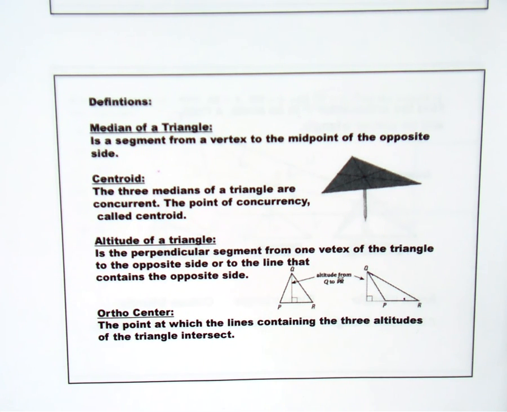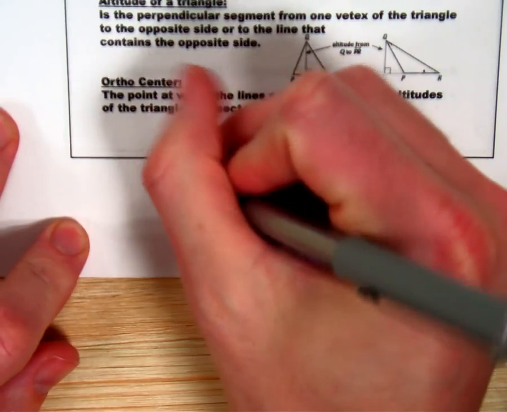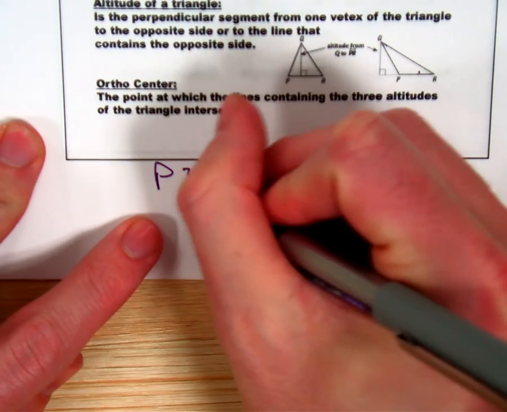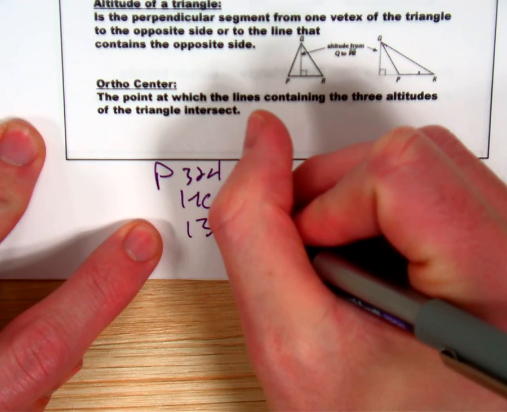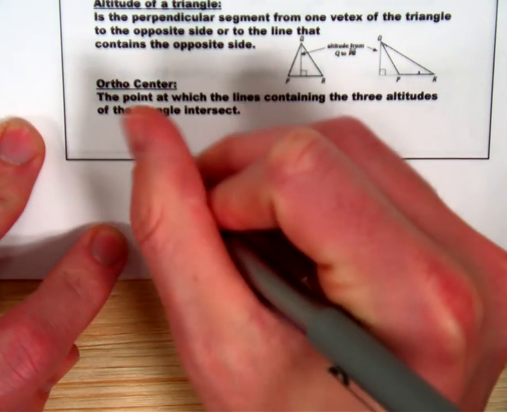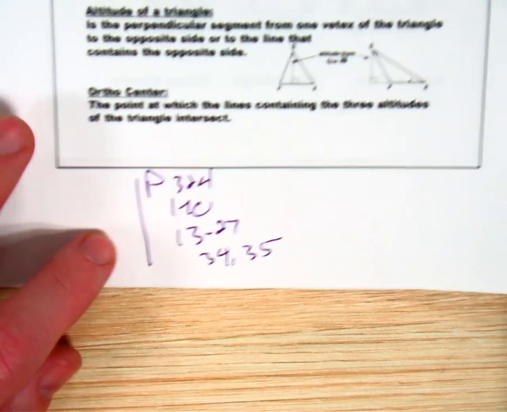Okay, you guys got quite a bit of time here to work on your assignment. It's the same one as on your homework slip. We have page 324, 1 through 10, 13 through 27, 34, and 35.